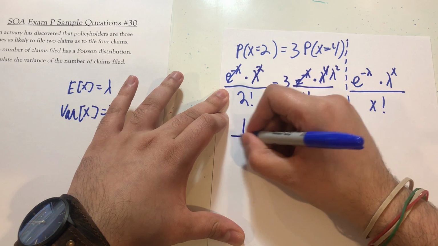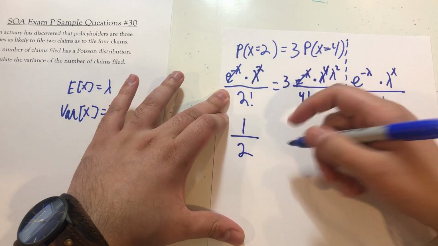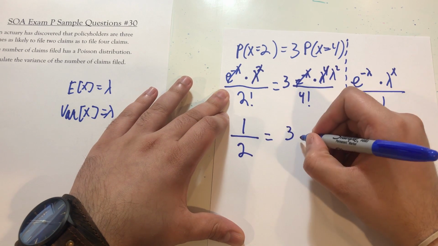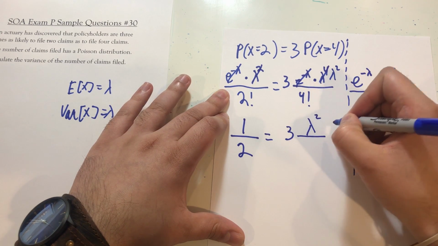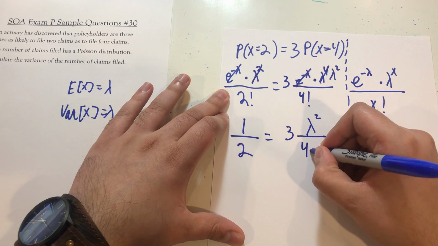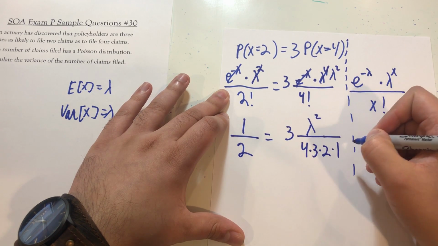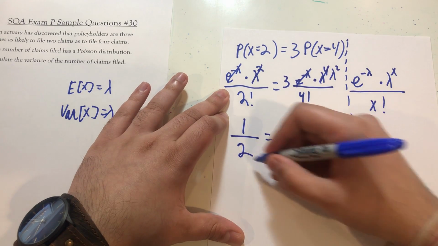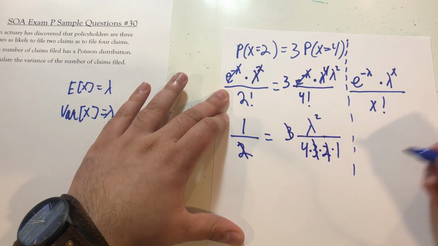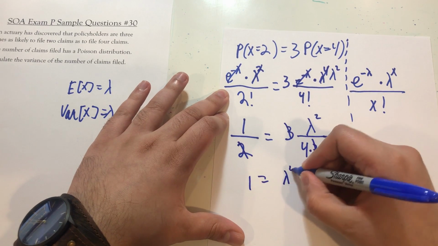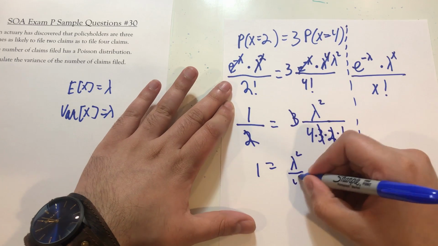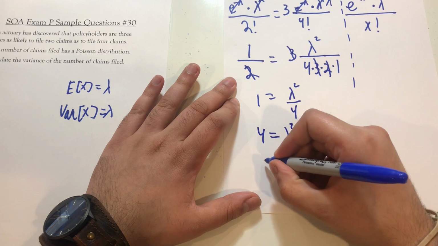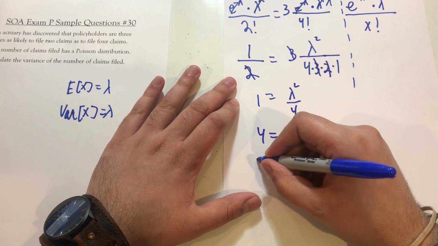So look, what I left here is 1 over 2 factorial, which is just 2 times 1. That's easy. Here I have 3 times lambda squared over 4 factorial, which is 4 times 3 times 2 times 1. Now these 3's can cancel. Multiplying 2 to both sides, those cancel. And then I'm left with 1 equals lambda squared over 4 times 1, which is 4. And hopefully I don't really need to explain this next part much, but I eventually get lambda equaling 2.